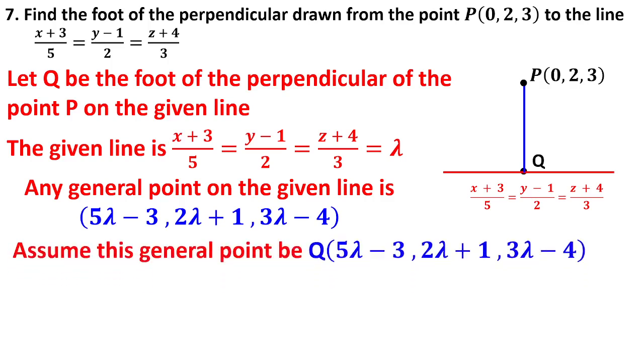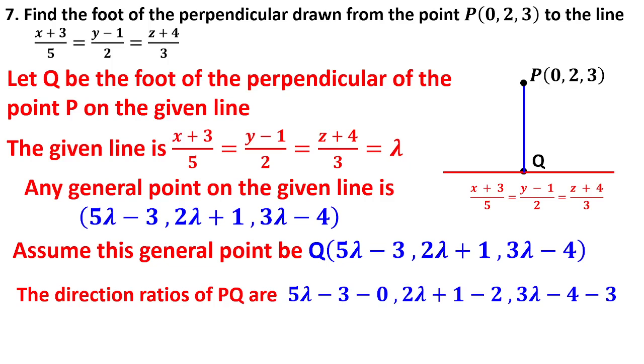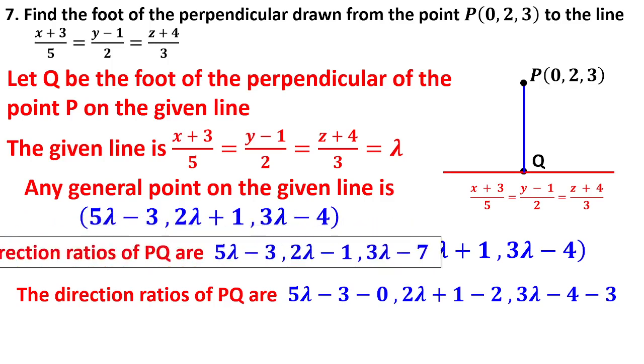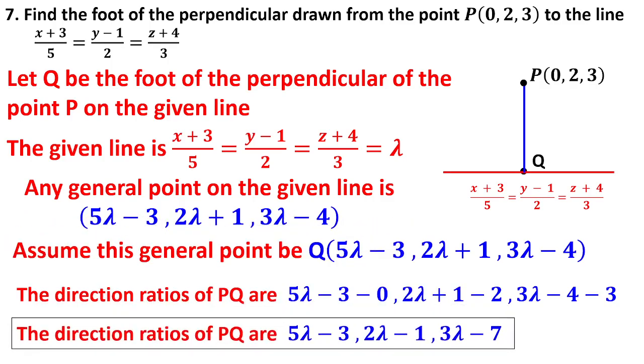Simple. Now, you get the direction ratios of PQ. You know the formula, x2 minus x1, y2 minus y1, z2 minus z1. Therefore, I got the direction ratios of PQ. Note down the steps. Step number 1, get the general point of the given line. Call it as foot of the perpendicular, then get the direction ratios of the perpendicular.